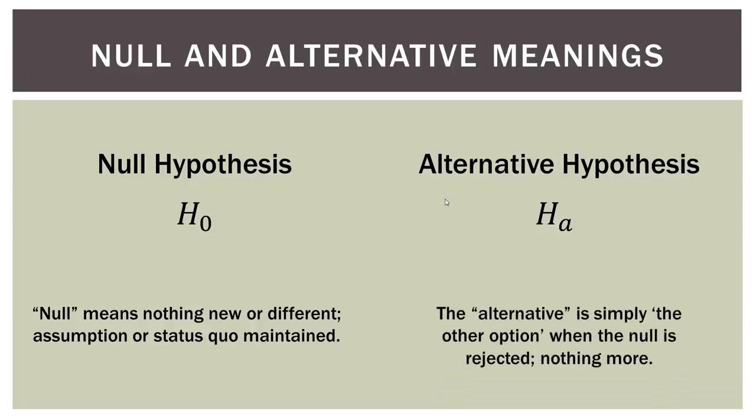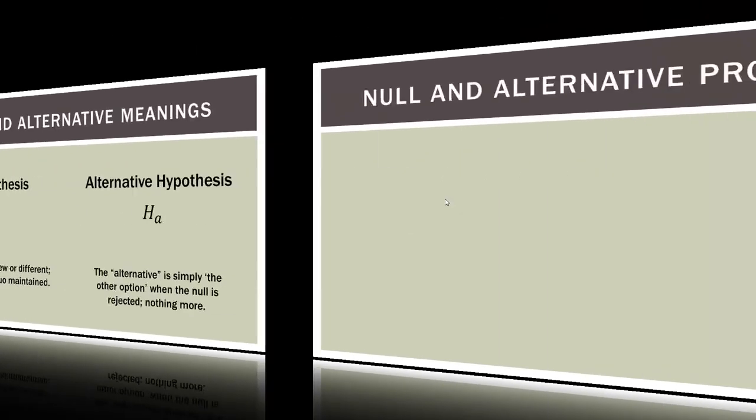Now, the alternative is simply the other option. So when the null is rejected, and that's all it is. It's nothing more than that. So if we reject the null, then we move to the alternative, and it's simply the other option. And again, we'll talk about how to formulate these here in a second.